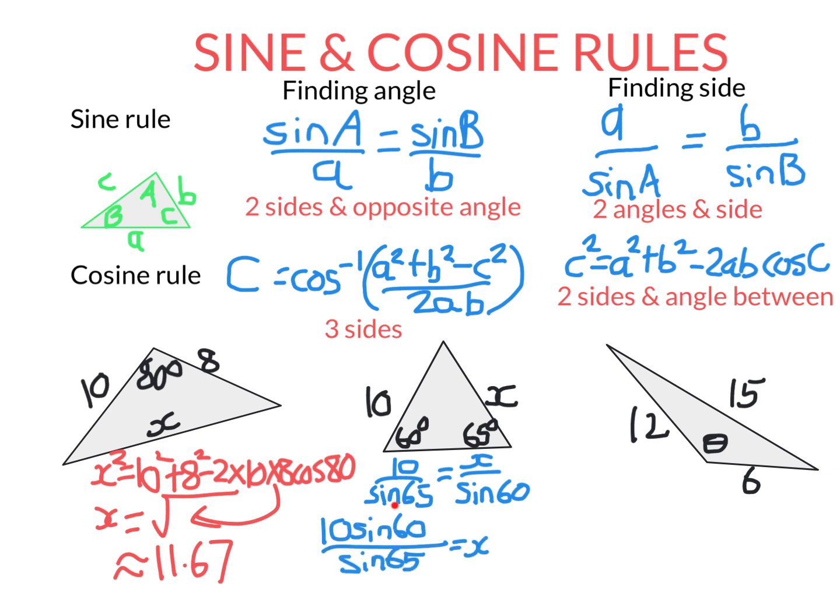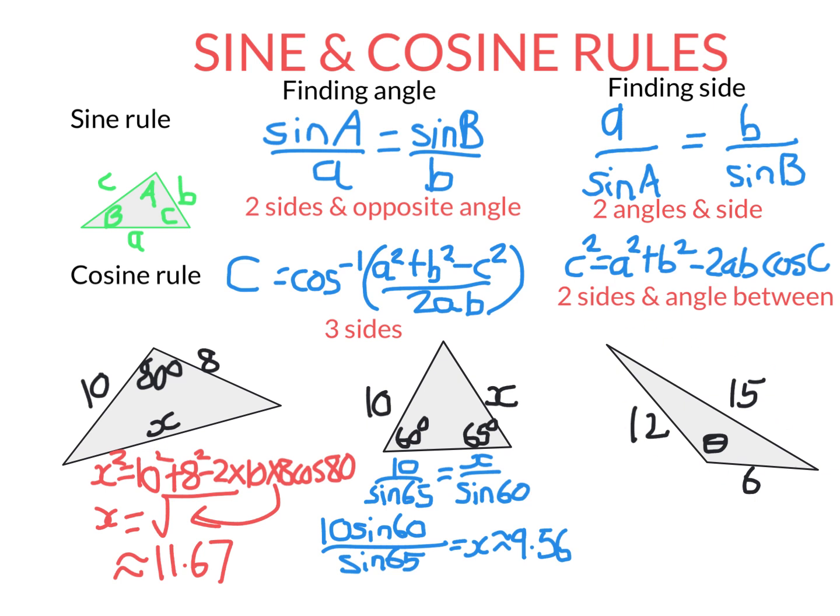If you put this 10 times sine 60 over sine 65 straight on your calculator, making sure you're in degrees mode, you should get 9.56. Here's one way you can see if you're on the right track. Remember that larger angles are always opposite longer sides. Because 10 was opposite 65 degrees and x was opposite 60, a smaller angle, the answer should be less than 10. So we know we're on the right track.